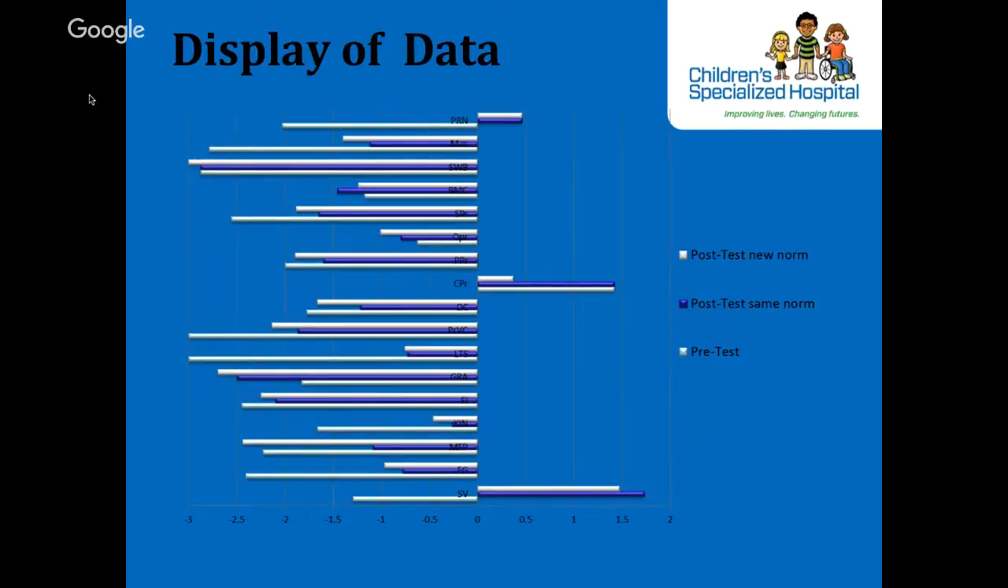Then we also have his SIPT, Sensory Integration and Praxis Test scores. Same idea. We've displayed the pre-test scores as well as the post-test scores compared to the same norm that he had at time of pre-test. The child moved up in an age group and therefore also has a comparison to his new normative data. So that's displayed on this slide, and it's pretty easy to do if you put your scores into an Excel spreadsheet and then display it like this.